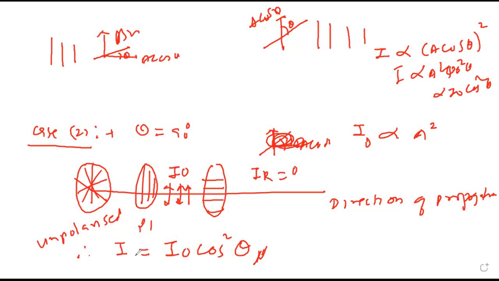Yes, sir. The resultant intensity from the second polaroid is I naught cos square theta. If perpendicular, the angle is 90, cos 90 is 0, therefore the resultant is 0. Right, second case.